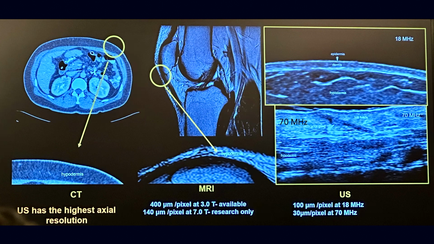In fact, at 70 megahertz, it has a resolution of 30 micrometers per pixel. Now, that's a little bit less than half the diameter of the average hair follicle, whereas on an MRI scan, it's around 400 micrometers per pixel, which means that the smallest thing it can pick up would be about the size of 6 hair follicles. So it just doesn't have the resolution for us to be able to see hair follicles below the skin.